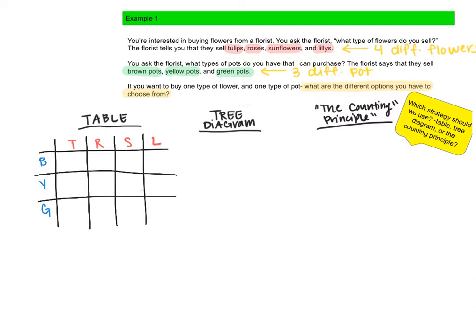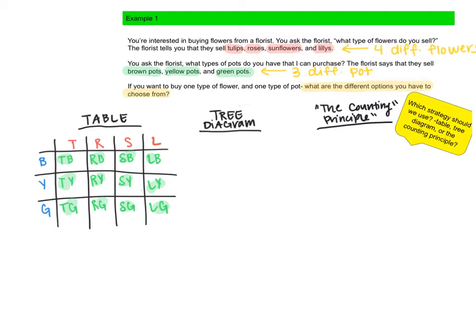So the first combination cell, we have T for tulip with a brown pot. So I'm just going to put tulip in a brown pot. Then we have tulip in a yellow pot, tulip in a green pot. Okay, we have rose in a brown pot, rose in a yellow pot, rose in a green pot. Sunflower in a brown, sunflower in a yellow, sunflower in a green, and a lily in a brown, lily in a yellow, lily in a green. So now we can see all the different options we have. We can count how many. We have 1, 2, 3, 4, 5, 6, 7, 8, 9, 10, 11, 12 different options. And we can see them all out. Maybe you wanted to see them all out so you could make a better choice of which one you wanted.